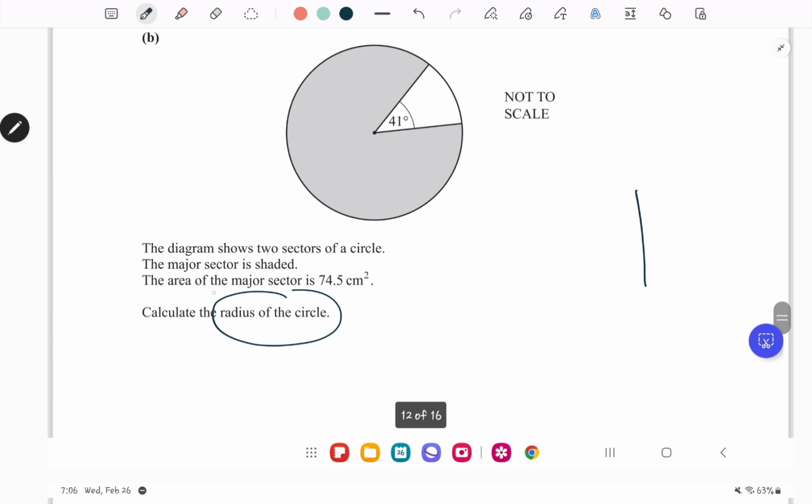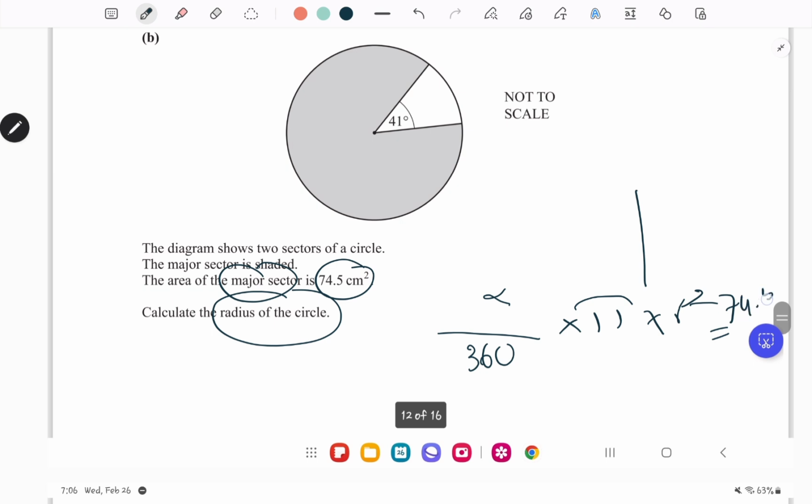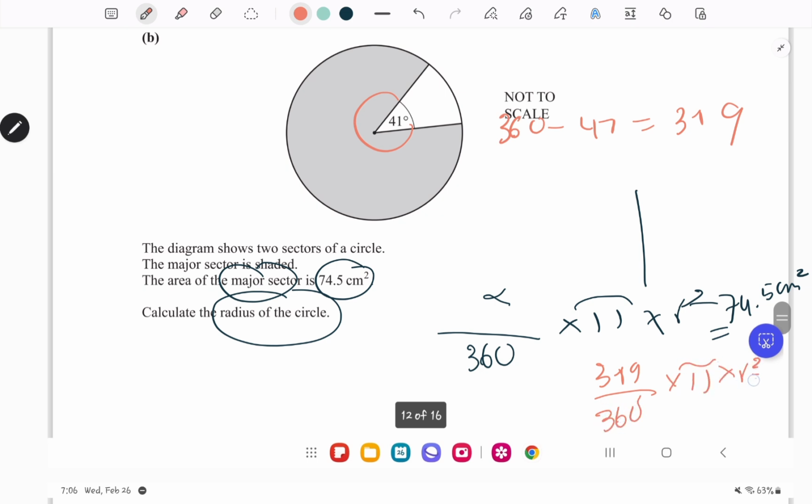They told us that the area of the major sector, which in this case is the shaded region, is 74.5 centimeter squared. So we know that the area of any sector is angle over 360 times pi times r squared. In this case, it's equal to 74.5 centimeters squared. So it's going to be the total angle, which is 360 minus 41. If we put it on the calculator, you are going to get 319. So 319 over 360 times pi times r squared is equal to 74.5 centimeters squared.